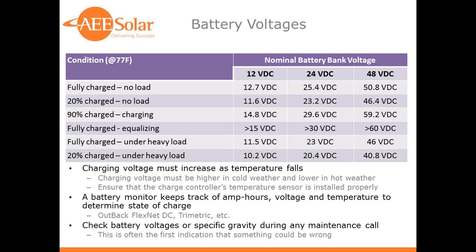As a matter of fact, in the chart here, we're showing, for instance, in a 48 volt at 40.8 volts. Well, most inverters will shut off at 43 or 44 volts, so that's going to be a condition where it won't even power the load at that point.